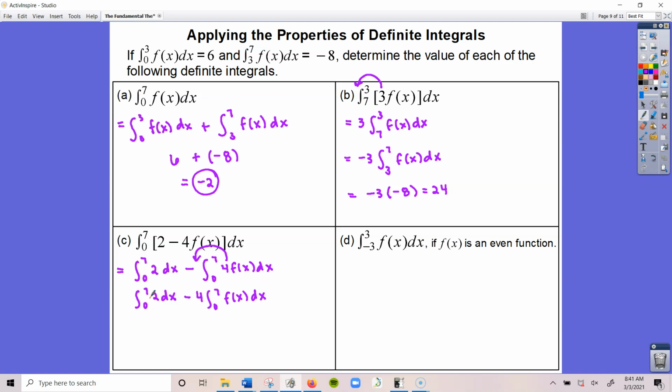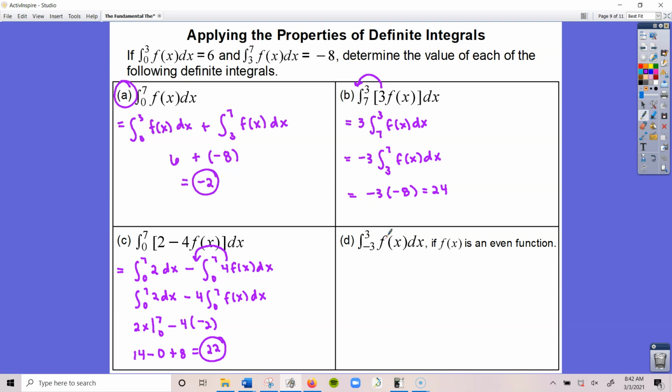Now this first one I'm going to have to actually integrate and use the FTC. So the antiderivative of 2 is 2x, and I'm going to evaluate that from 0 to 7, minus 4 times the integral from 0 to 7 that I found here in part A, which is negative 2. When I plug in the 7, we get 14 minus, when we plug in 0, which is 0. And then minus 4 times negative 2, which is plus 8. So what we're doing here is 14 plus 8, which is 22.